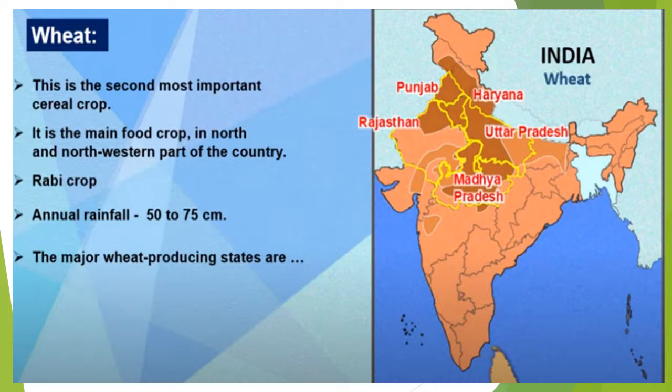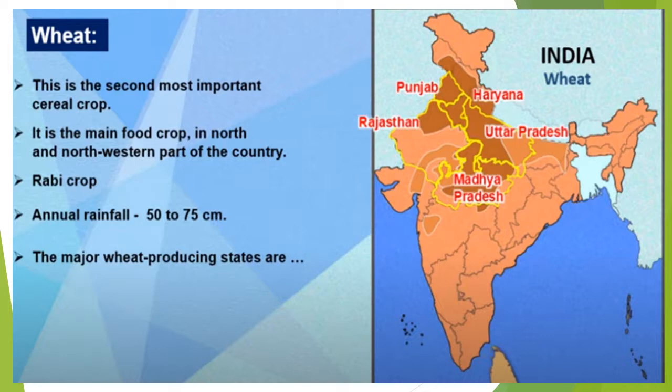Children, let us see the second most important crop in India, that is wheat. Wheat is the second most important cereal crop. It is the main food crop in the north and northwestern part of India. This is a Rabi crop. Wheat is a Rabi crop. It grows well in a cool growing season and it needs bright sunshine at the time of its ripening and harvesting. It requires an annual rainfall of about 50 to 75 centimeters.